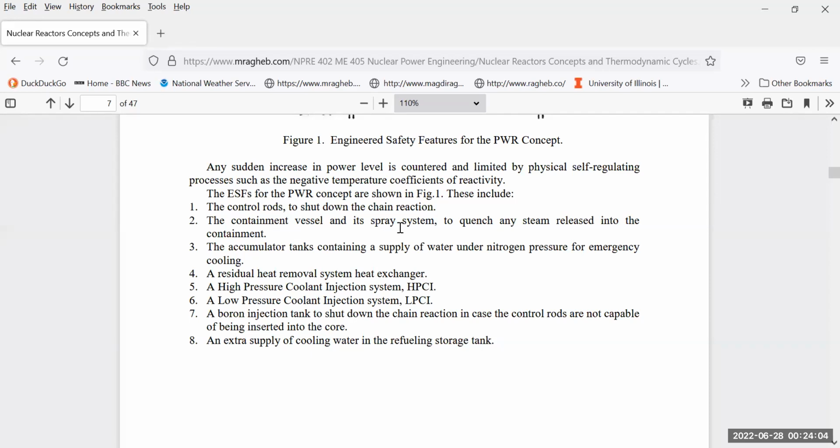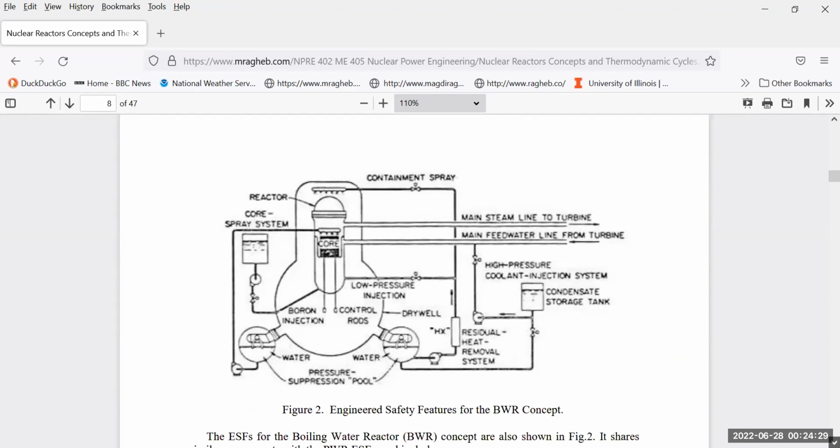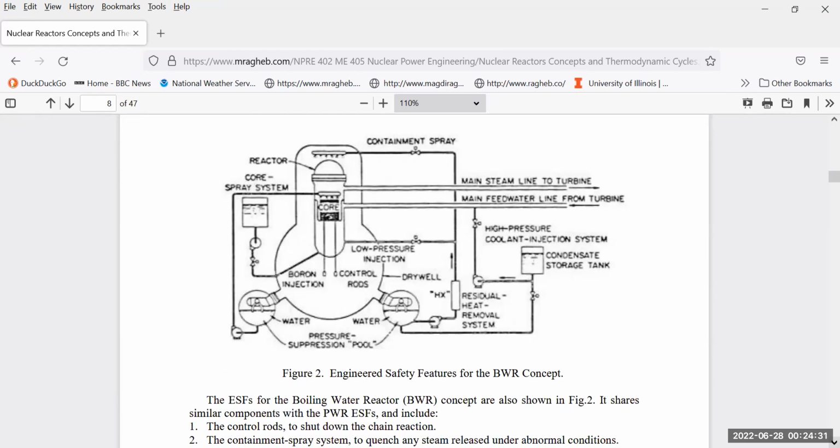containment vessel and its spray system, the accumulator tanks, the residual heat removal exchanger, the HPSI, or the high pressure coolant injection system. This is what operators name it. The LPSI, the low pressure coolant injection system, the boron injection tank, and an excess supply of water in the refueling water tank. All of these are there in the pressurized water reactor system.